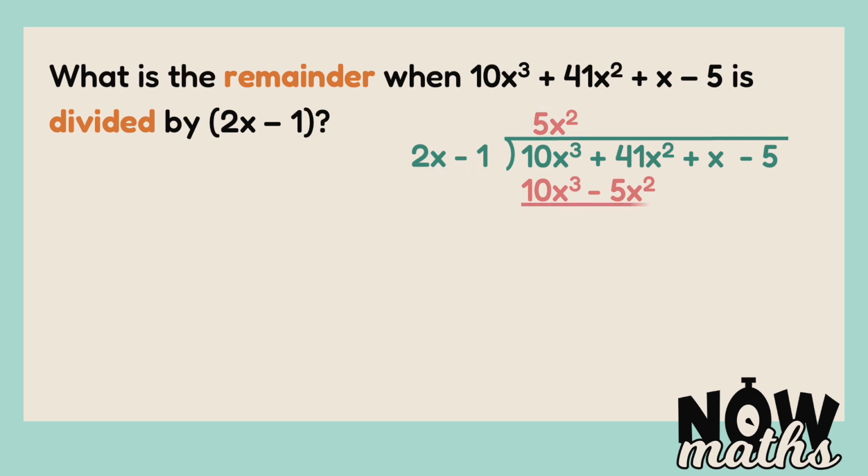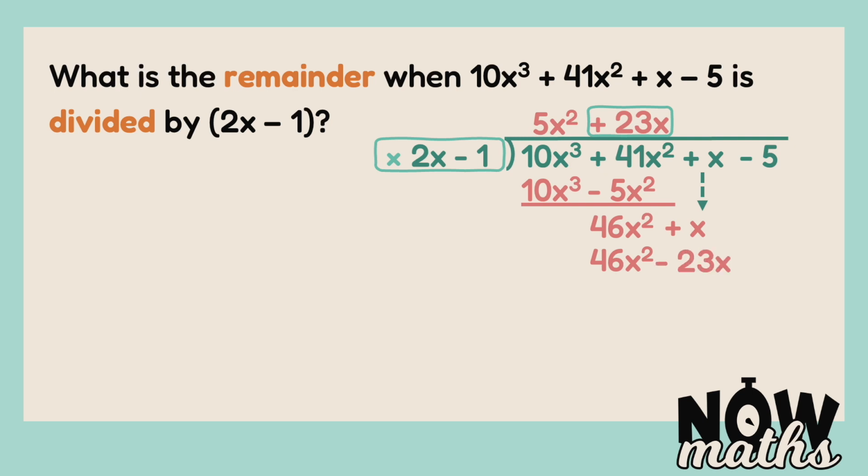Then we subtract, and we can see that the 10x cubed term will cancel, and then we have 41x squared subtract negative 5x squared, which gives us 46x squared. And we bring down the next term from the cubic, which is the x. Now for our next division, we divide 46x squared by 2x. This gives us 23x, which we write above the bus stop, and then we multiply 23x by 2x subtract 1. 23x multiplied by 2x is 46x squared, and 23x multiplied by negative 1 is negative 23x.